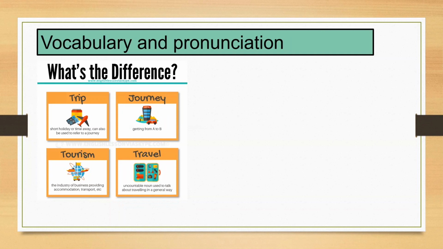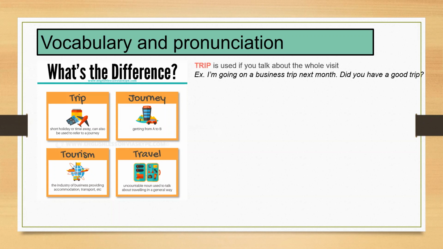Y cuando yo digo, let's travel, ¿sí? Vamos a viajar, viajemos, ¿sí? Pero no lo pongo como uno más específico o un destino ya específico, como un trip, ¿ok? Good. So trip is used if you talk about the whole visit, ¿ok? I'm going on a business trip next month. Did you have a good trip? Okay, so si ya le voy a poner como a lo mejor unas características más específicas, then we use trip.